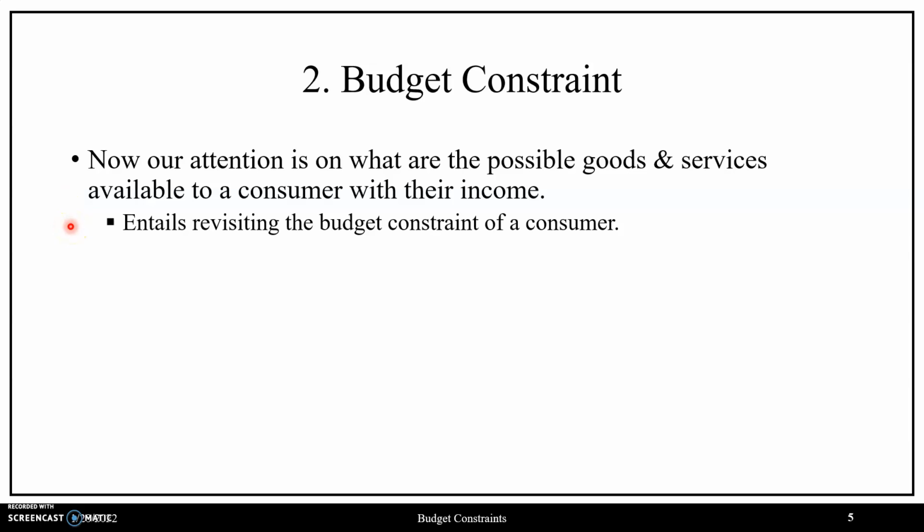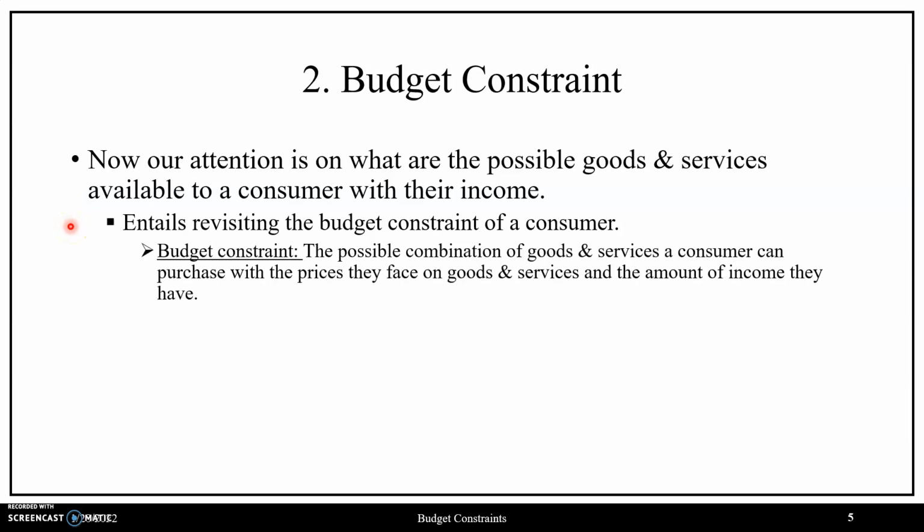This entails revisiting the budget constraint of a consumer, which, recall, is the possible combinations of goods and services a consumer can purchase with the prices they face on goods and services and the amount of income that they have. In terms of determinants, the budget constraint is determined by a consumer's income, which is positively related to the budget constraint, in that if income increases, the amount of options available to the consumer increases and vice versa.